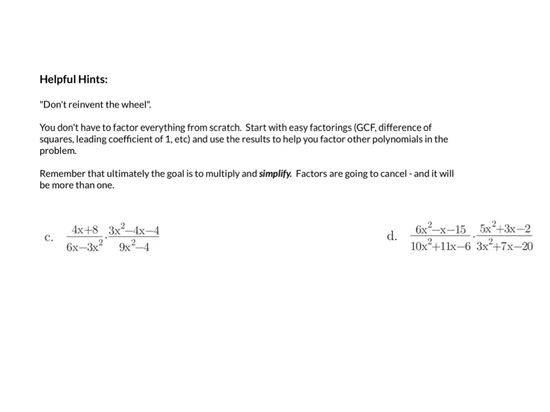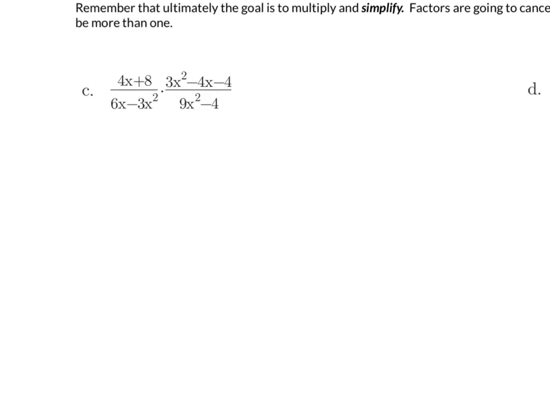Remember that ultimately, the goal is to multiply and simplify, meaning we should be able to cancel common factors. We are going to not only be able to cancel common factors, but we should be able to cancel more than one common factor. All right, so let's go ahead and see what we can do. Let's look at example C.